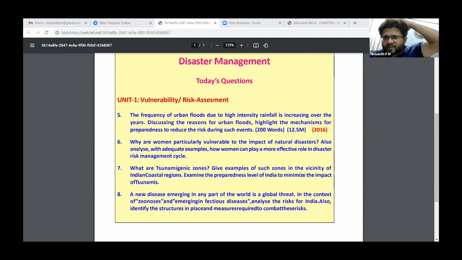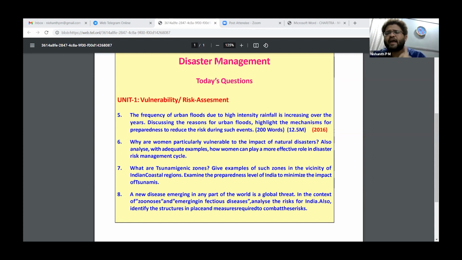So the obvious thing is you can write something about the zoonotic diseases. Okay, so you can say that the zoonotic diseases are the ones which spread from animal to man. It has become very, previously this was not the case. Zoonotic diseases were rare, but now they are more popular and more widespread because of the close interaction of man and animal on a day-to-day basis. So what are the risks for India?